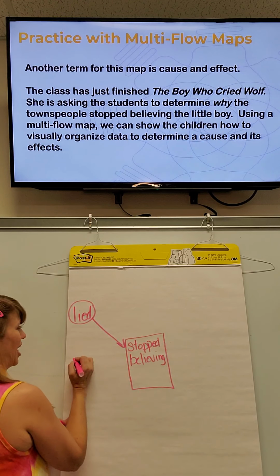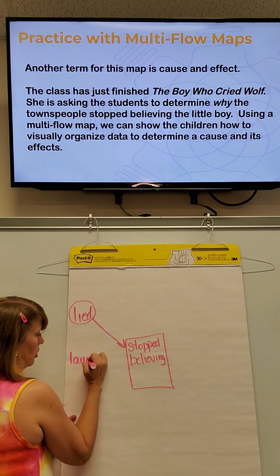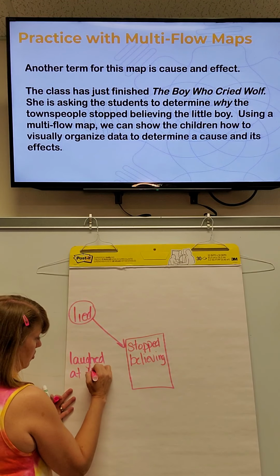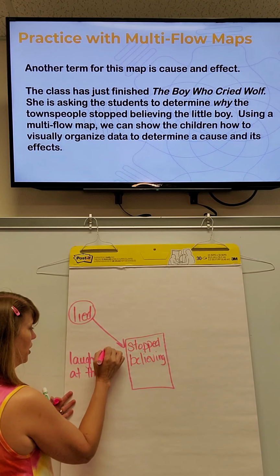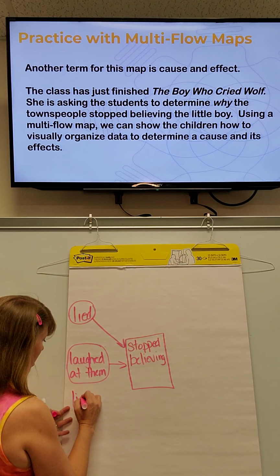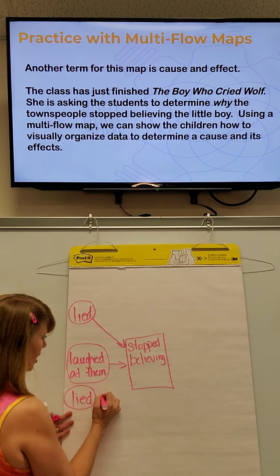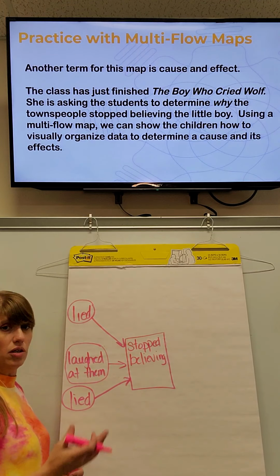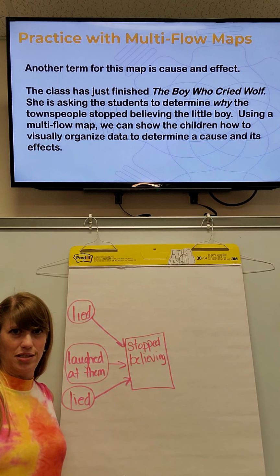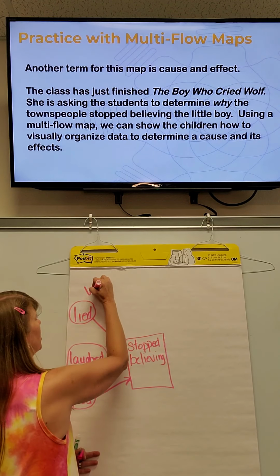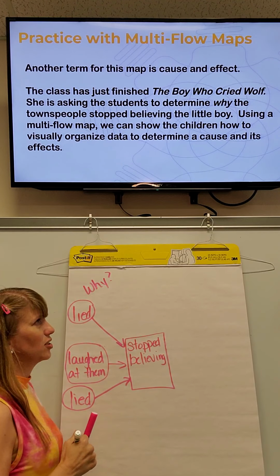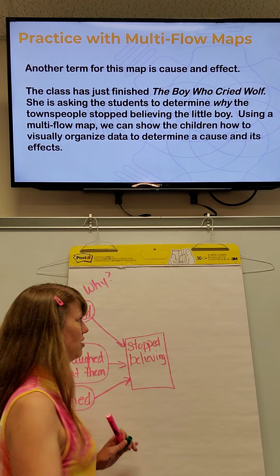He also laughed at the townspeople whenever they came to help him, which probably didn't make them feel very good. So that led into it. And he lied again. He didn't just lie once, he lied 2 or 3 times. So they stopped believing him. What were the consequences of that? This is our why. This would answer our question of why. But what were the consequences? What happened because of it?